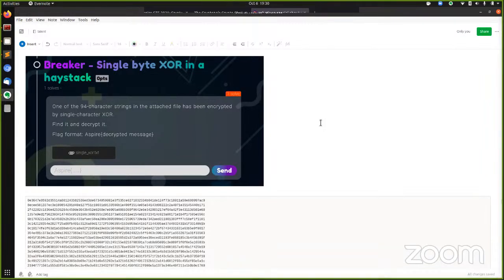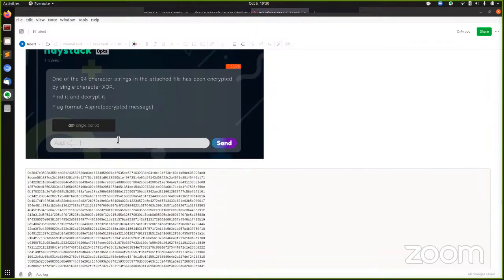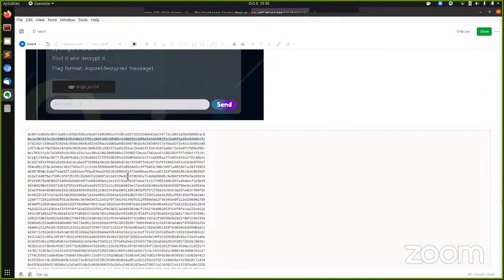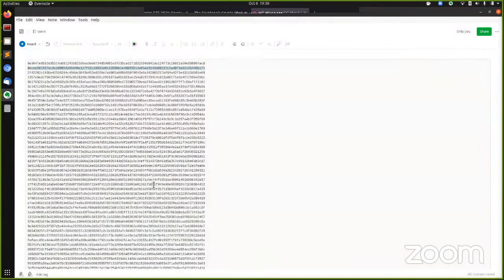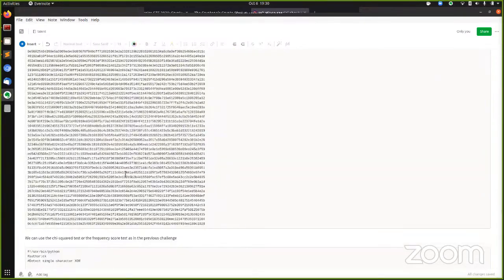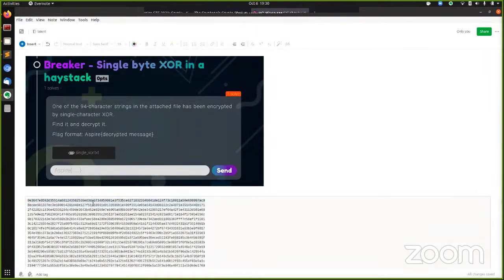It was called Breaker, single byte XOR in a haystack. It says one of the 94 character strings in the attached file has been encrypted by a single character XOR. Find it and decrypt it, and you've been told to provide the flag as shown. If you open the file, the text has several lines that have all been encrypted using a single character XOR. So we don't know which one is the one that has been encrypted.